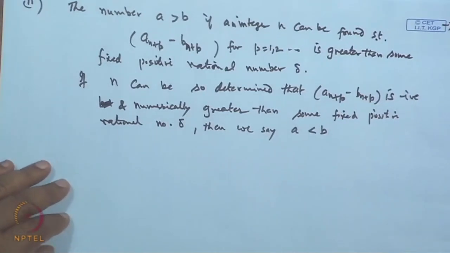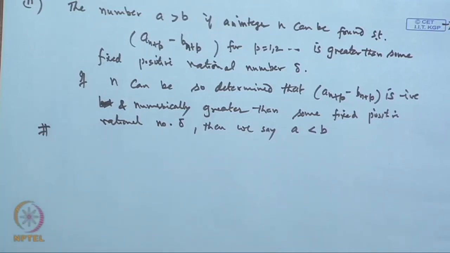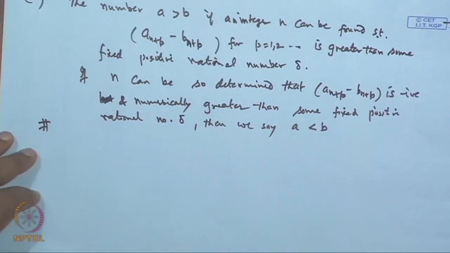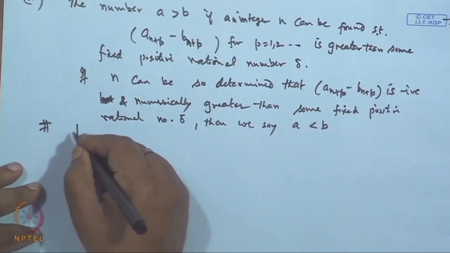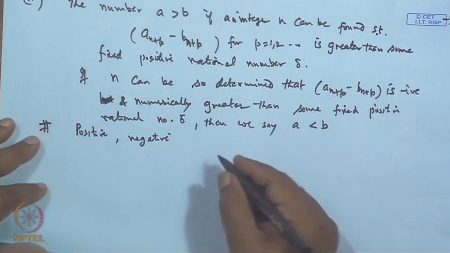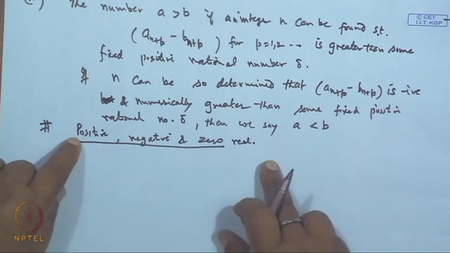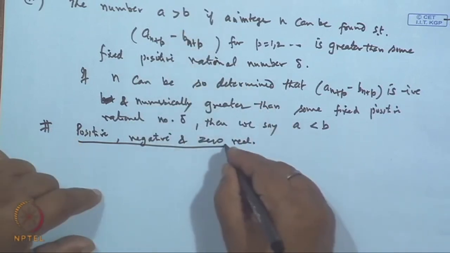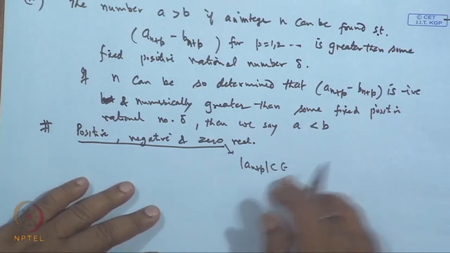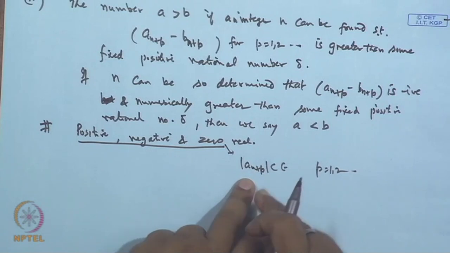Okay. Now, if we take these two sequences A n and B n, we can classify positive, negative, and zero real numbers. In a similar way we can define a zero number: when the mod of a n plus p is less than epsilon, for a given epsilon we can find an n such that this is true for all p, then we say the sequence a n is going to zero.